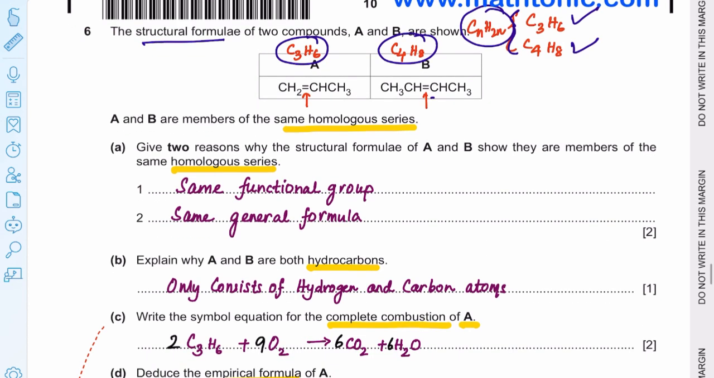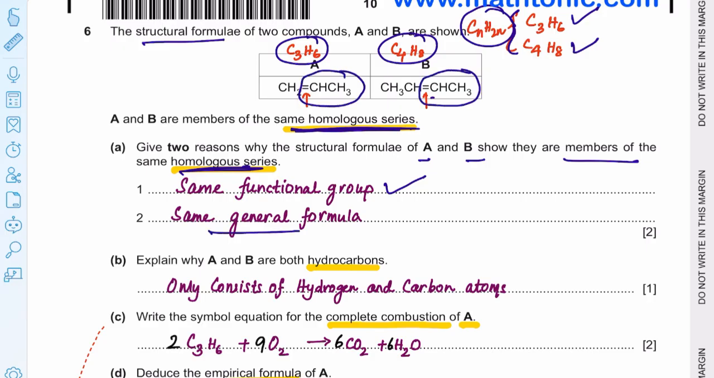Okay, let's start the question. A and B are members of the same homologous series, right? Give 2 reasons why the structural formulae of A and B show they are members of the same homologous series. Very simple, because they have the same functional group and they have the same general formula that I told you right now.